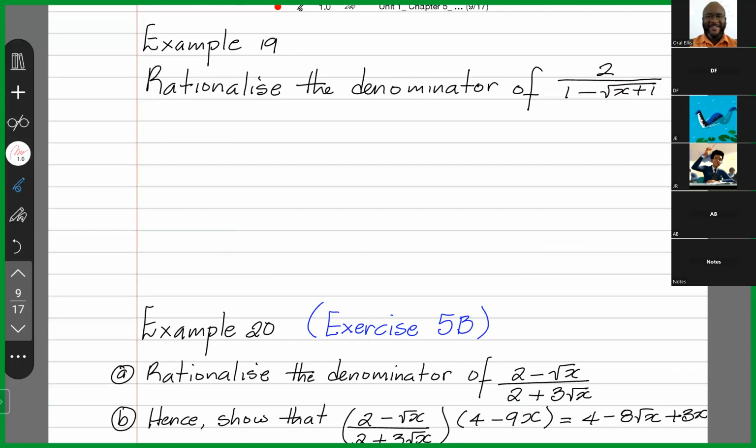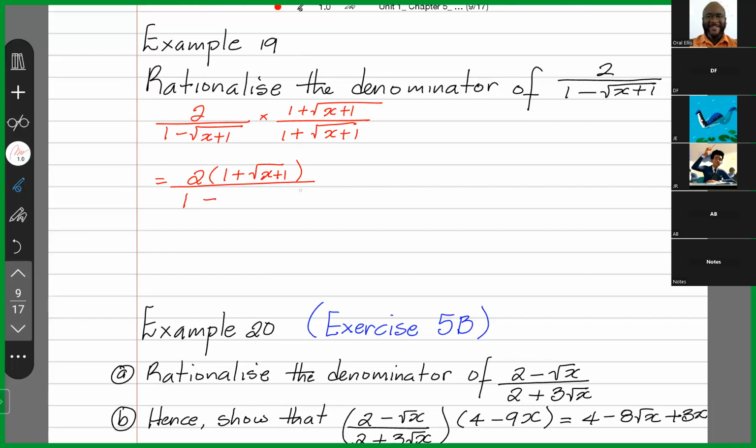19. We're to rationalize the denominator of 2 over 1 minus the root of x plus 1. I'm going to multiply the numerator and the denominator by the conjugate of the denominator. So it's going to be 1 plus the root of x plus 1. Up top, I'm going to have 2 into 1 plus the root of x plus 1. And down by the bottom, I'm going to have 1 squared, which is 1, minus the root of x plus 1 squared. The root of x plus 1 times the root of x plus 1, which is x plus 1.